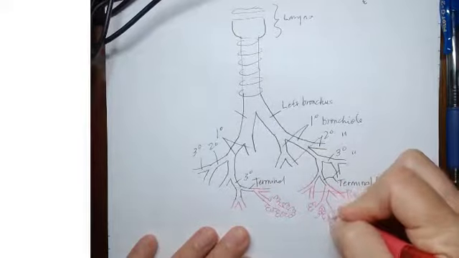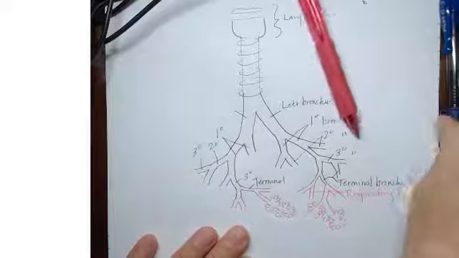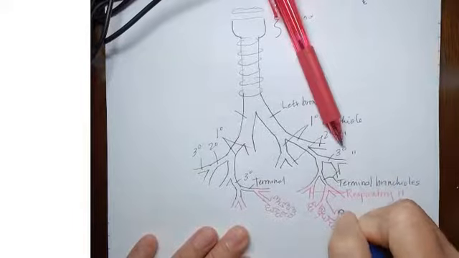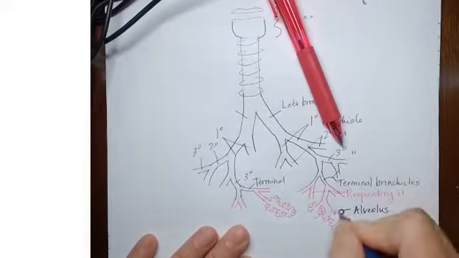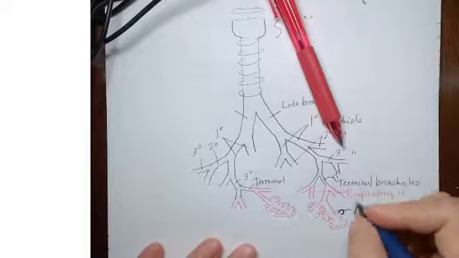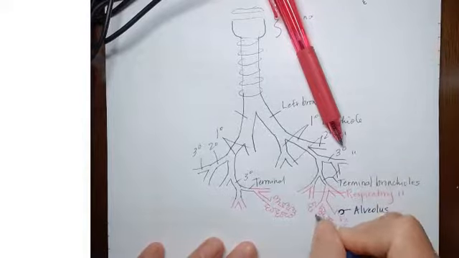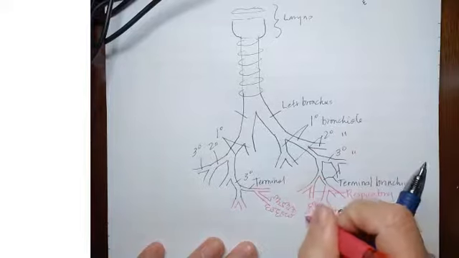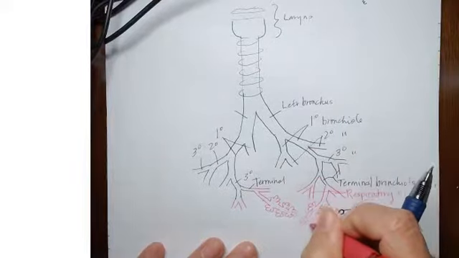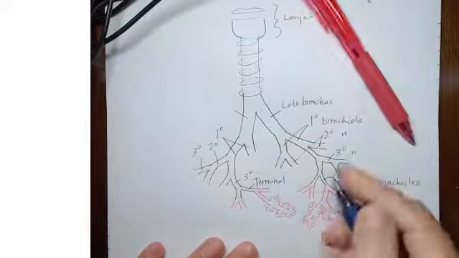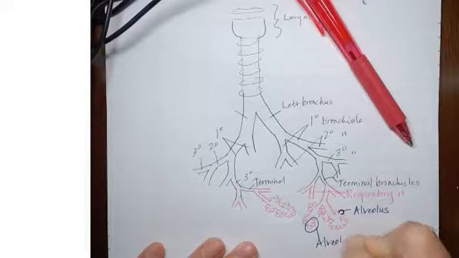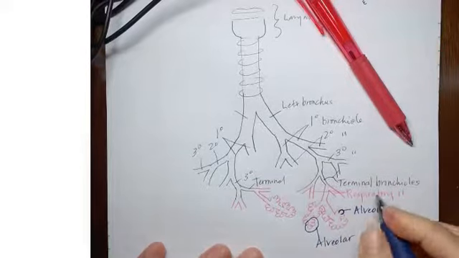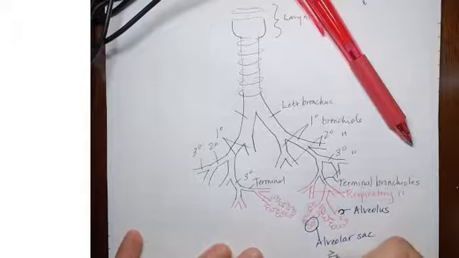So once you start seeing these alveoli, okay, one of these little structures is an alveolus, okay, one of these little bubbles. And when you have a sac of 3 or more, that is an alveolar sac. Okay, when you have greater than or equal to 3 alveoli.